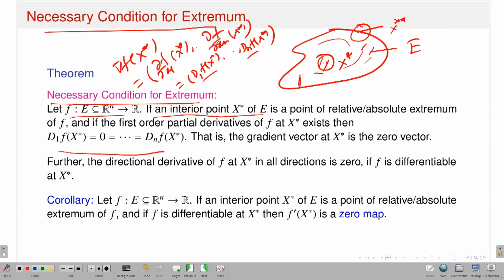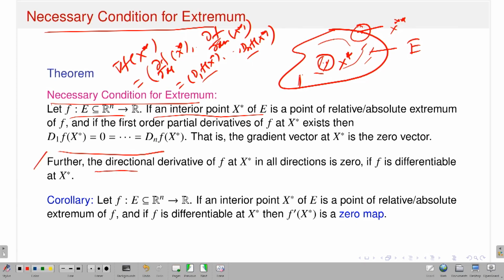So, therefore, the necessary condition is that if I have a scalar field, and I start with an interior point which is a point of relative or absolute extremum of f, along with the fact that all the first order partial derivatives exist at that point, then all the first order partial derivatives at that point have to be 0. In other words, the gradient vector of f at the point x star is 0.